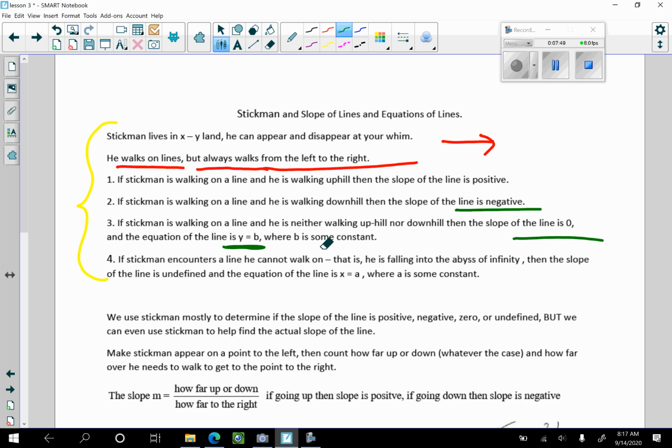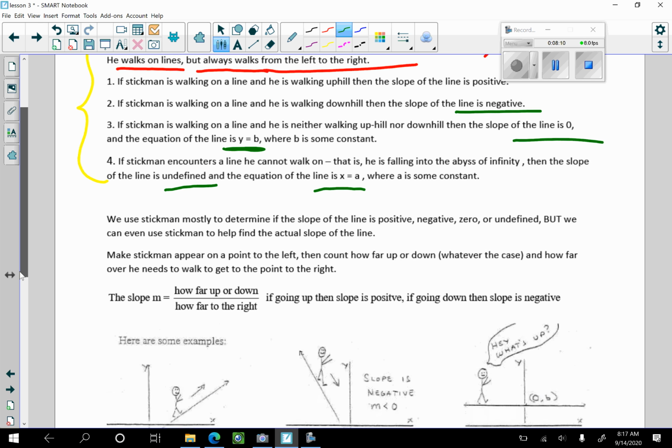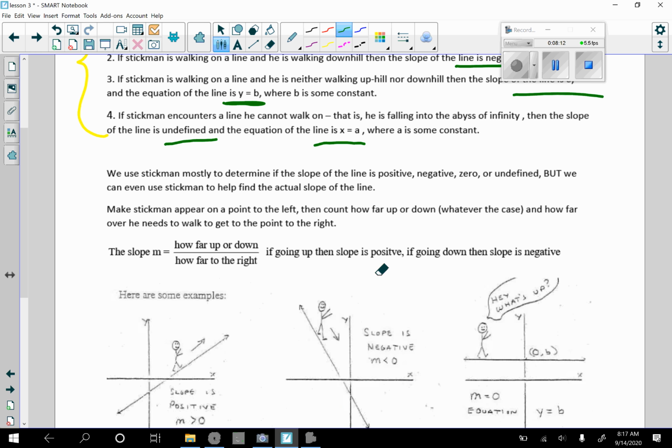If Stickman encounters a line he can't walk on, that is, he is falling into the abyss of infinity, then the slope of the line is undefined, and the equation of the line is x equals a. There is a line, but the slope is undefined. You can use Stickman mostly to determine whether the slope is positive, negative, zero, or undefined, but we can even use Stickman to help find the actual slope of the line. I don't think we're going to worry about that right now.